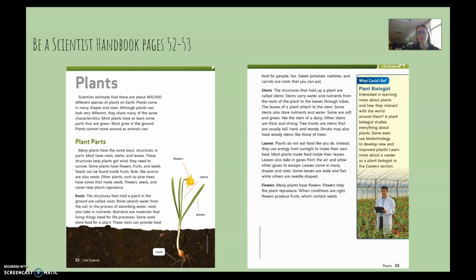Okay, another question is going to pop up that's going to ask you, what is important about stems? Why is that important for a plant?